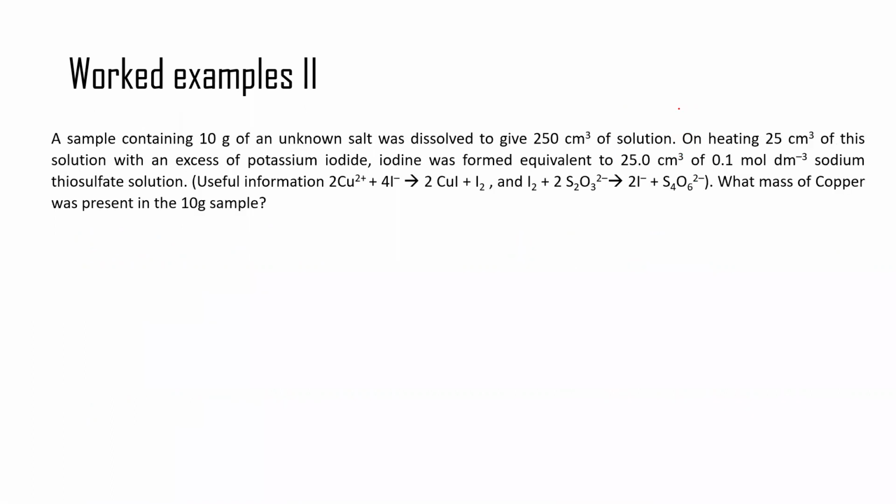The second question is this. A sample containing 10 grams of an unknown salt was dissolved to give 250 centimeters cubed of solution. On heating 25 centimeters cubed of the solution with an excess of potassium iodide, iodine was formed equivalent to 25 centimeters cubed of 0.1 molar sodium thiosulfate solution. And you have been given the equations. What mass of copper was present in the 10-gram sample?